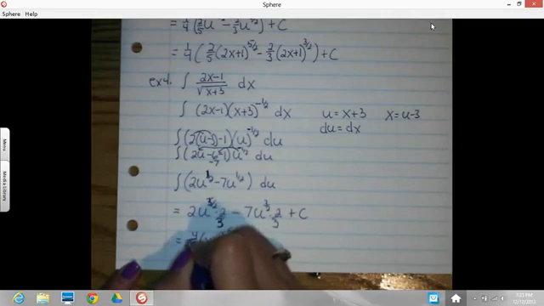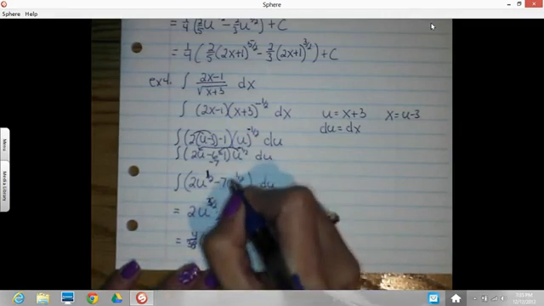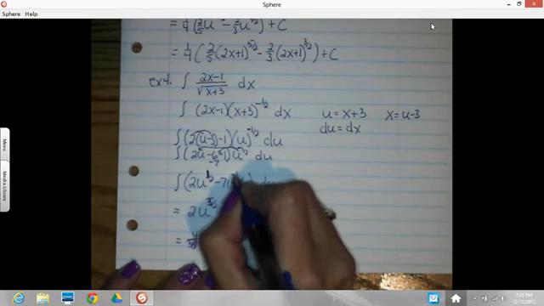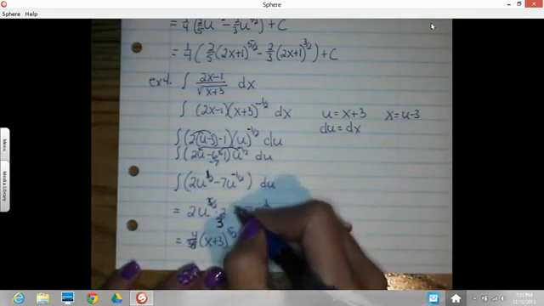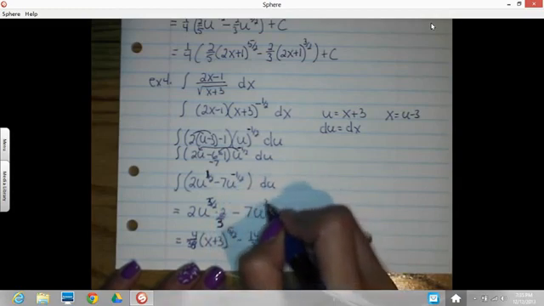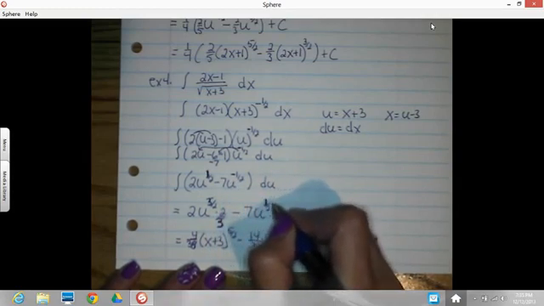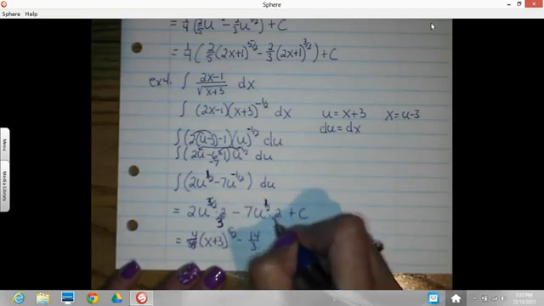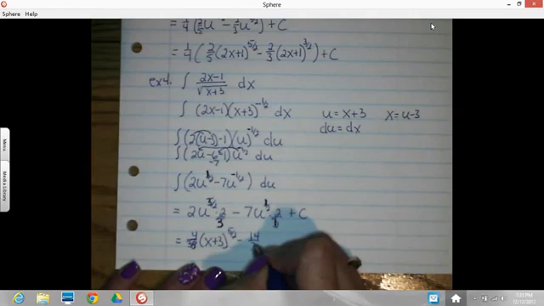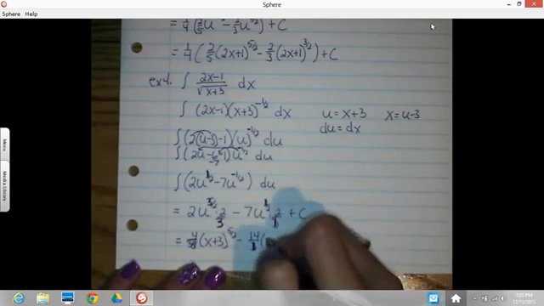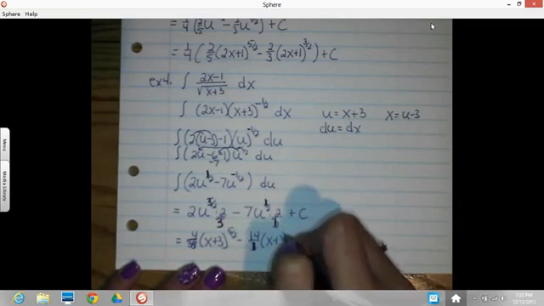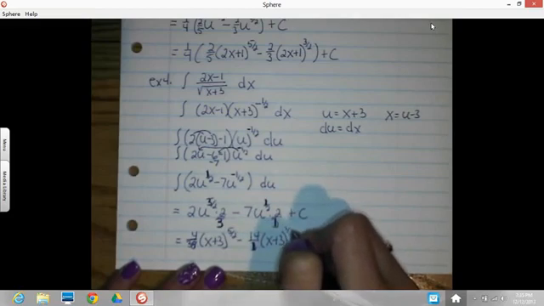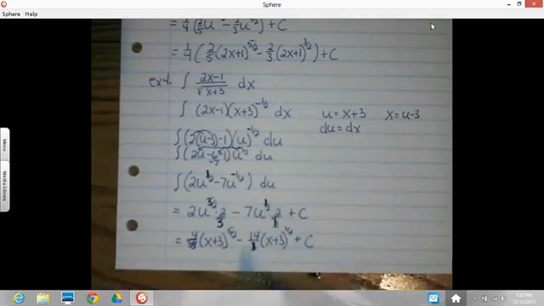Back here, this will be 7u to the negative 1/2. Adding 1 to that, I will get 1/2. Multiplying by the reciprocal will be 2. So then that will make this 14 over 1. And then the u is x plus 3 to the 1/2 plus c. Oh, little mistakes. I gotta pay better attention. And we'll try one more of those, and I think hopefully you'll have it.